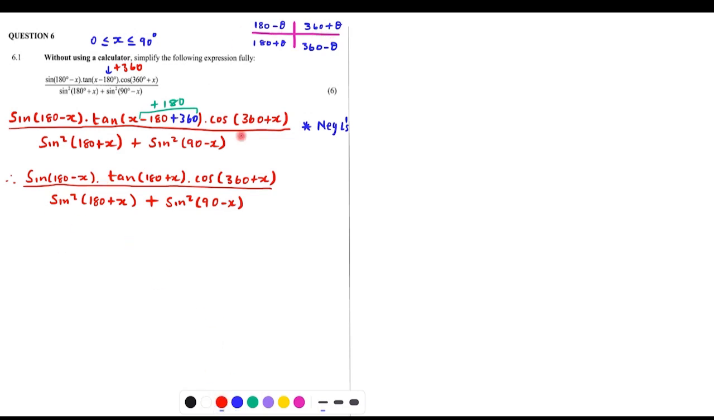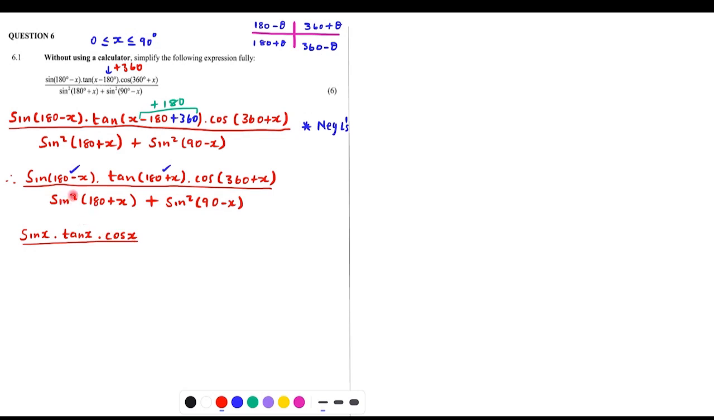Now we have 180 minus theta, we know it's in the second quadrant, and we can see sine is positive, so this means I have sine x times, then we have 180 plus x, which is in the third quadrant, and tan is positive there, so I have tan x times, then now 360 plus x is in the first quadrant, and cos is what is positive there, so I have cos x over, now here we have a sine squared of a reduction.